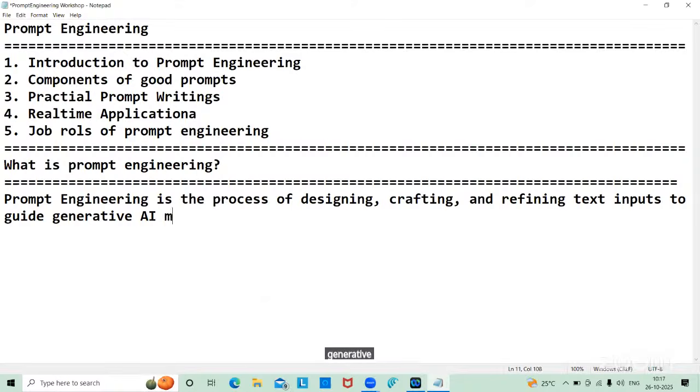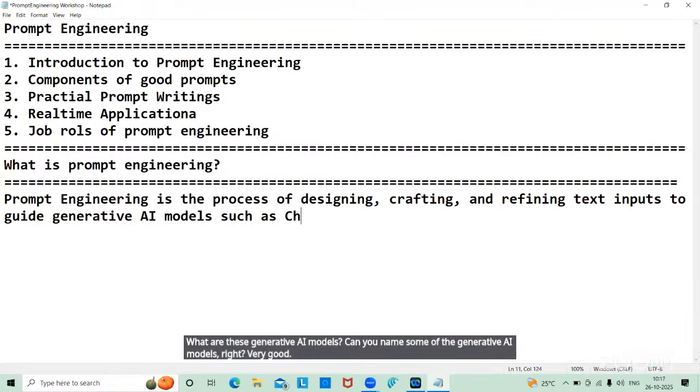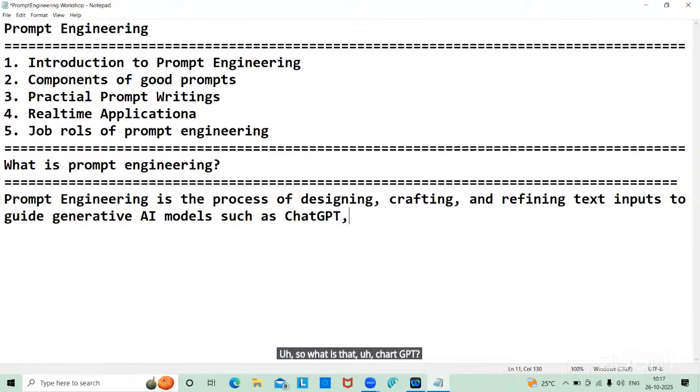generative AI models. Such as what here? What are these generative AI models? Can you name some of the generative AI models? Right, very good. ChatGPT, Gemini, Claude. So all these are generative AI models.